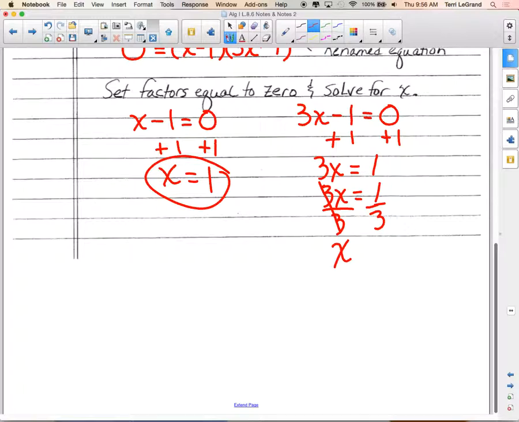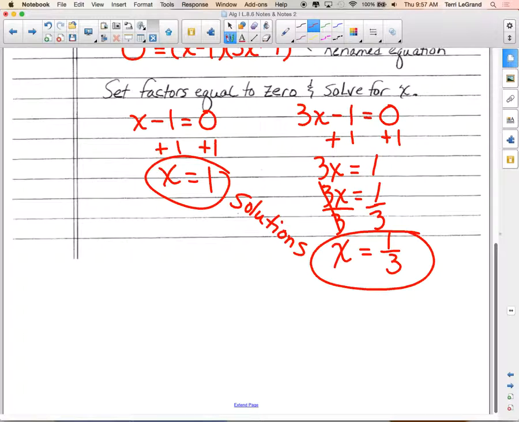Is 1/3 a nice decimal? No, so we're going to leave it as 1/3. We're not going to make it 0.3 repeating. So we have 2 solutions, 2 places it should cross the x-axis. We won't put this in a graphing calculator, so we have to change what the x-axis was going by to make it show it, so we'll just trust that we're right.